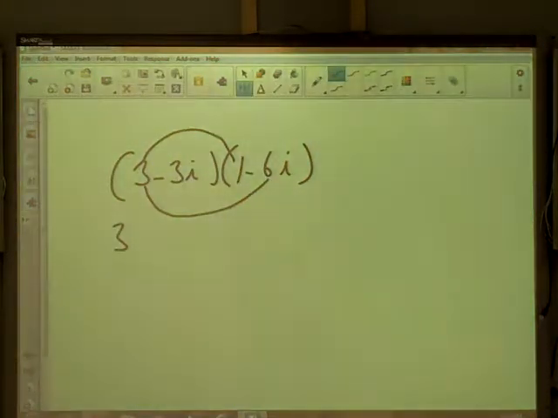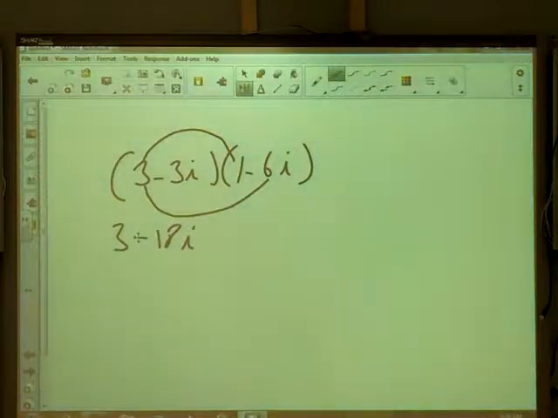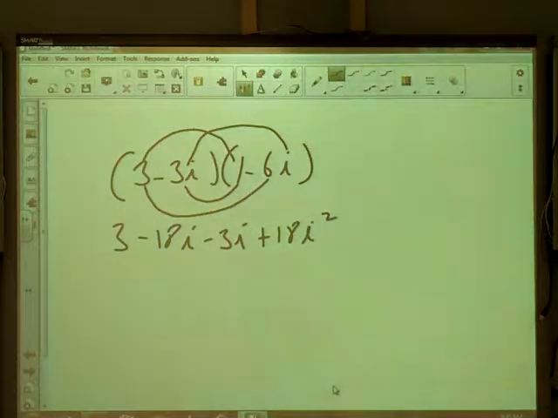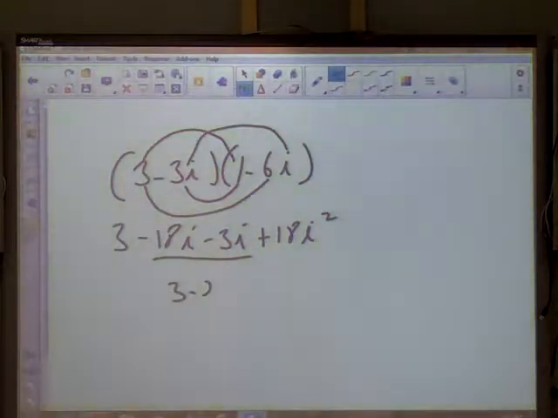Outer. Inner. Last, so negative times a negative is a positive. I times I is I squared. Now, I'm going to go ahead and combine these here first. In my middle, I got like terms, negative 18 minus 3, which is negative 21.